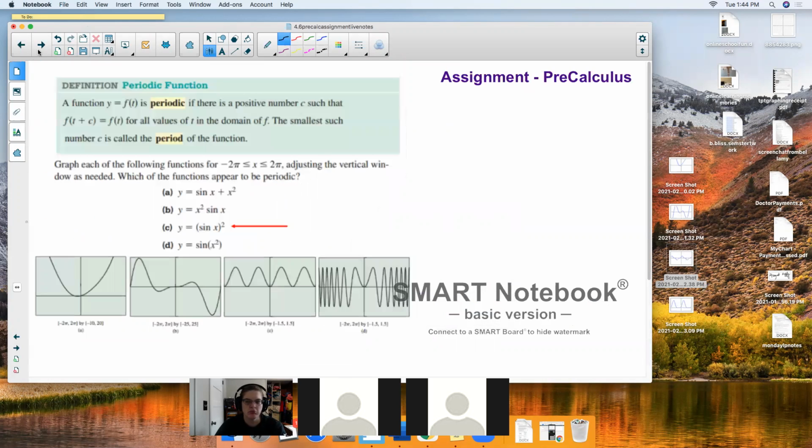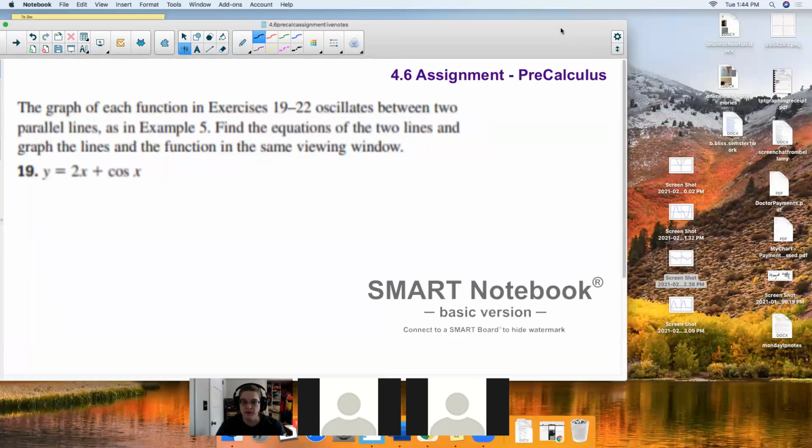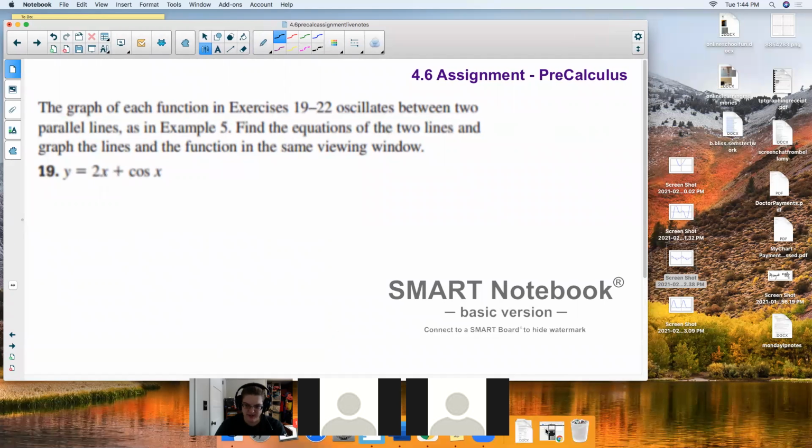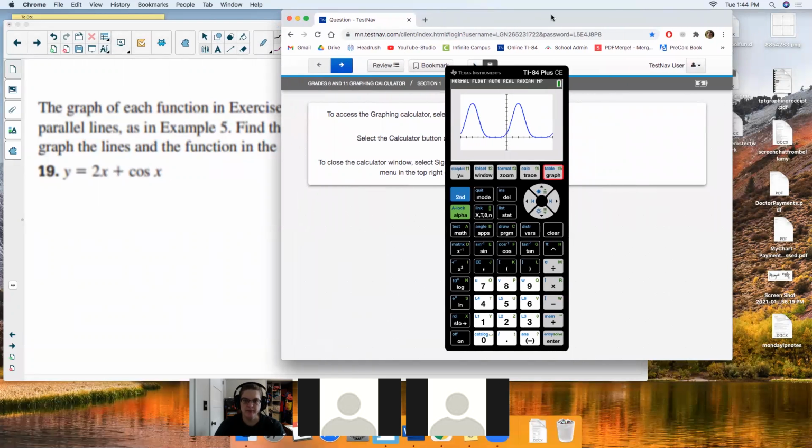Okay. All righty. So this next one here, it is oscillating between two parallel lines. So we're going to find some equations of those lines and graph the lines and function in the same viewing window. All right, so we're going to graph this guy and kind of see what it looks like. So in our y equals, we're going to put 2x plus cosine x.